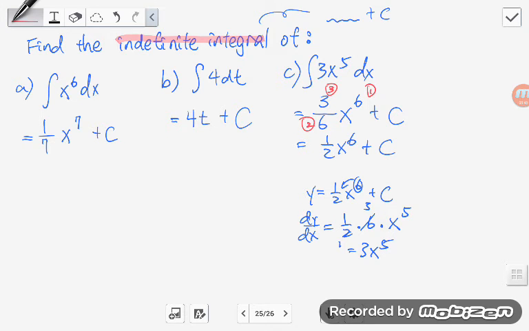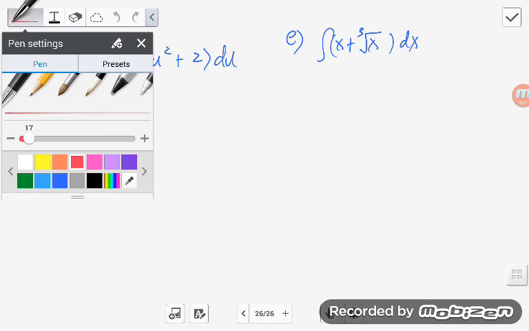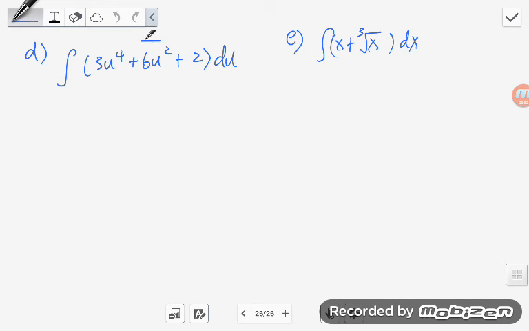Okay, now I've got two more examples for you guys. These two examples are a bit longer, but the logic behind them is the same. So let's do part D first. We need to find the indefinite integral of this whole thing.